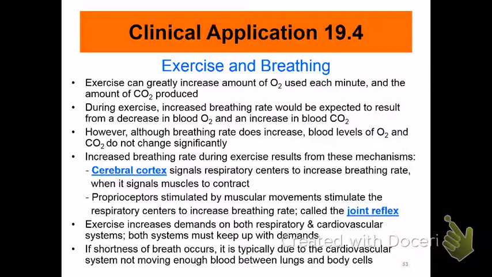So during exercise, increased breathing rate would be expected to result from the decrease in blood oxygen. So you're using that oxygen to make energy, so you need more oxygen. And you've also got increased CO2 because you're lifting weights or running, whatever. You're going to push it out. However, although breathing rate does increase, blood levels of oxygen and CO2 do not change significantly. The cerebral cortex is what controls the breathing rates. But that's basically why when you exercise, you need more oxygen and you got to get the CO2 out.